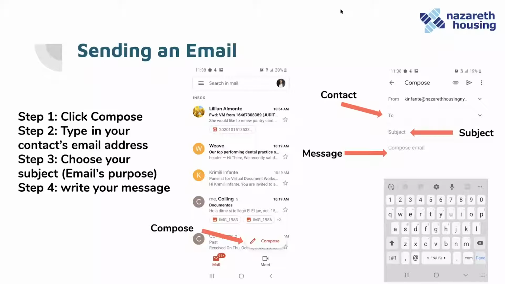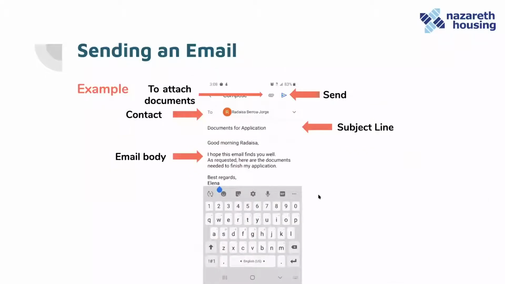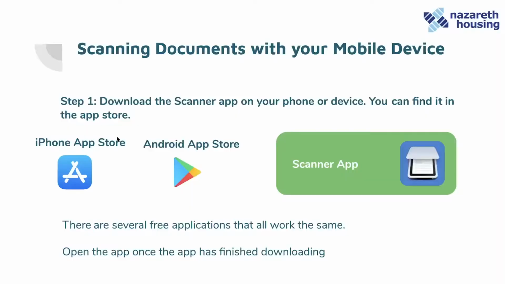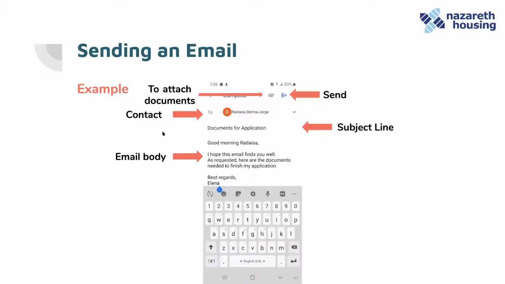If we go to the other slide, this is an example of all the steps completed. So you can see here that I have the contact information, right? It's right here. I was sending this email to Radaisa. She is the contact person. Whoops, there you go. It's okay. And then we have the subject line, right? What this email was about. Then here I have the message that I wanted to send to Radaisa.